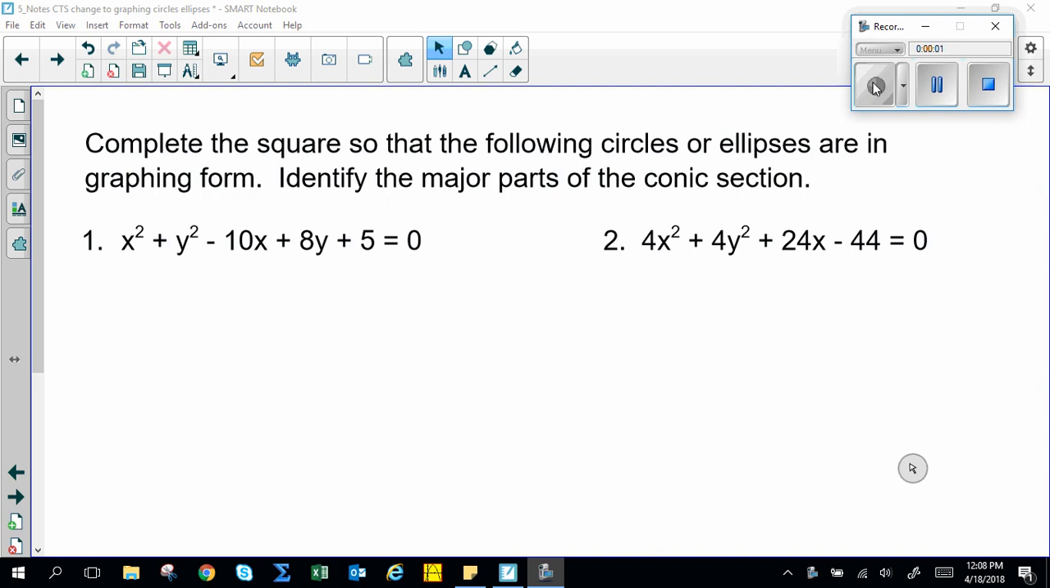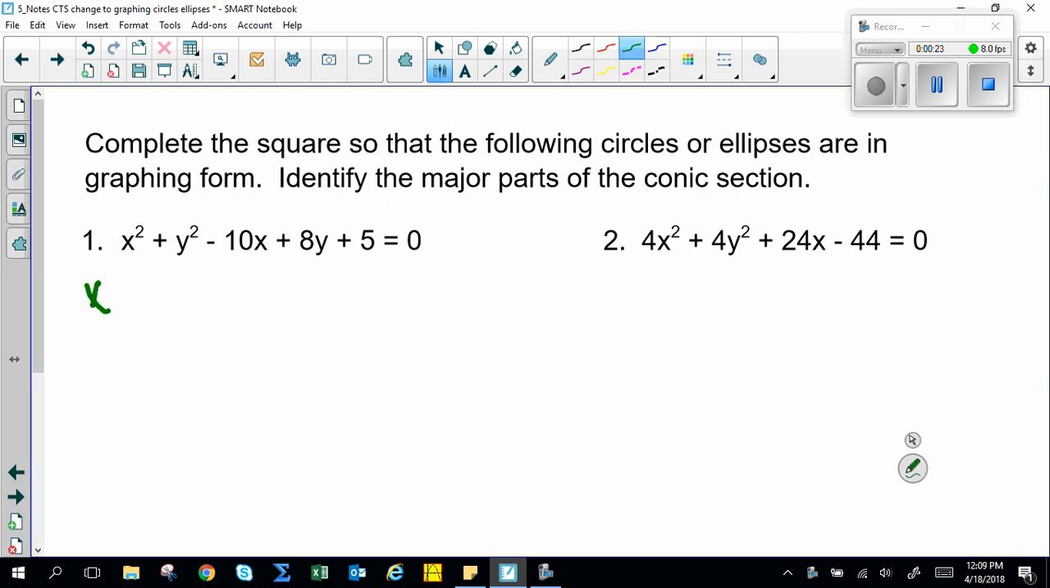What we're going to do in order to change these equations to general form is complete the square. So back in semester 1, when we completed the square, we grouped the x terms together. So we're going to do that. We're going to group our x terms together. And this time, we're also going to group our y terms together.